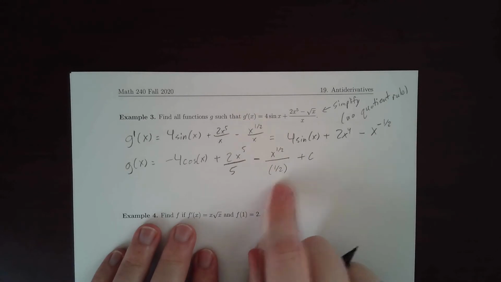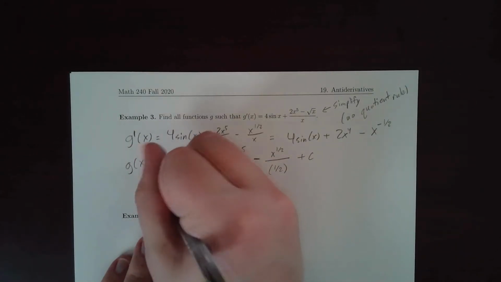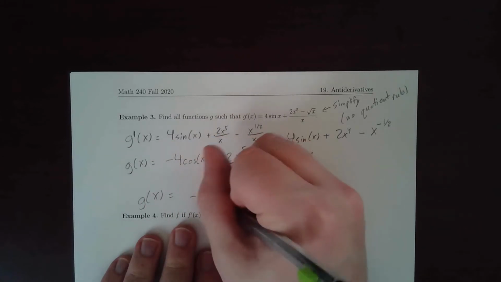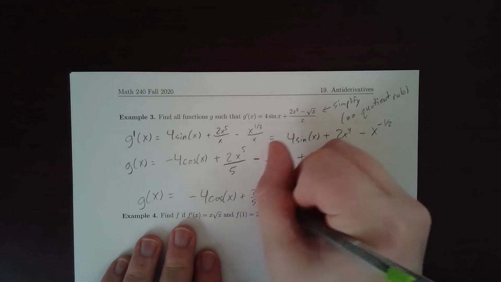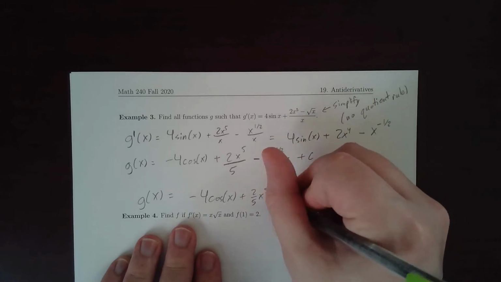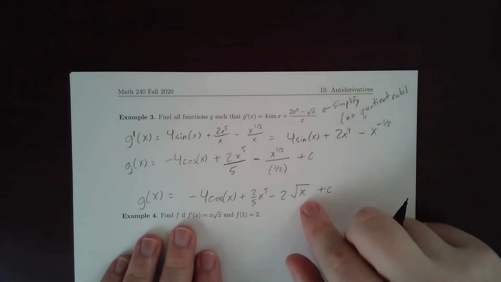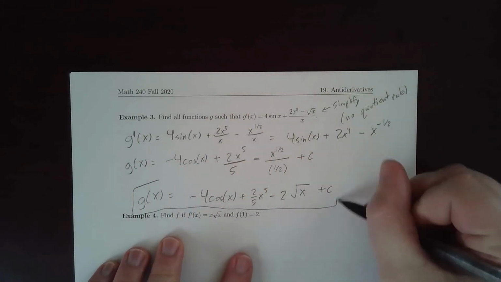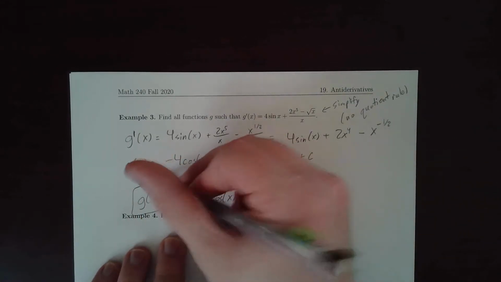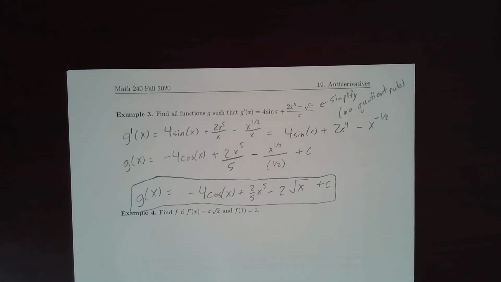So if we go ahead and simplify this, dividing by 1/2 a little bit more, we get that g of x will equal negative 4 cosine of x plus 2/5 x to the 5th minus 2 square root of x plus c. So square root of x is just x to the 1/2. All right, so we've got that antiderivative. Now let's say we wanted to go ahead and look at another function.